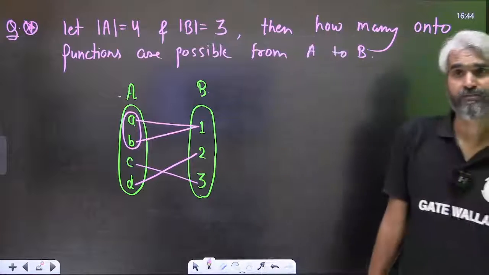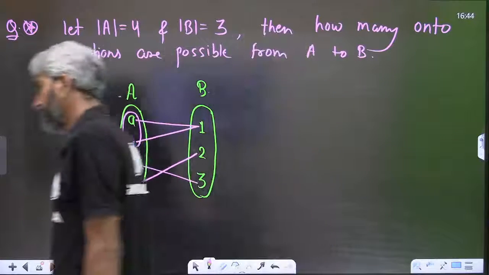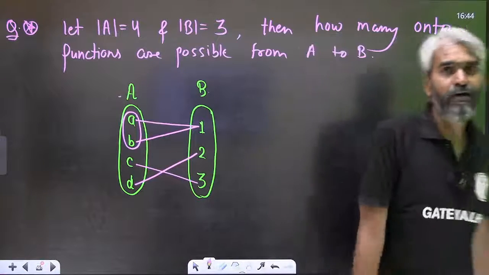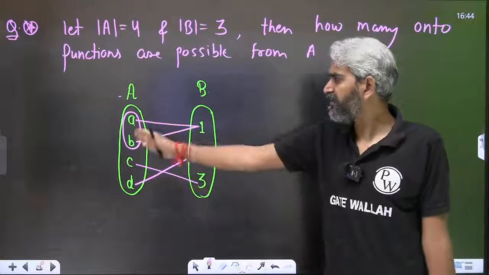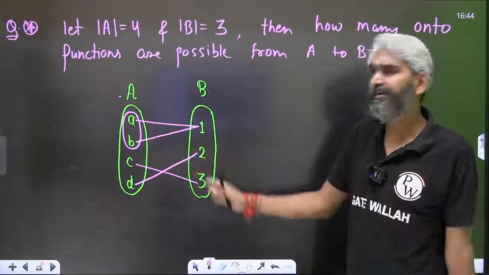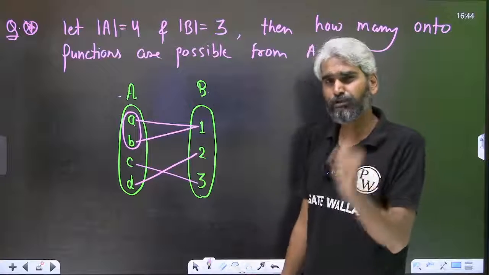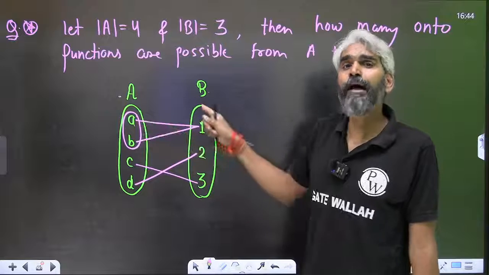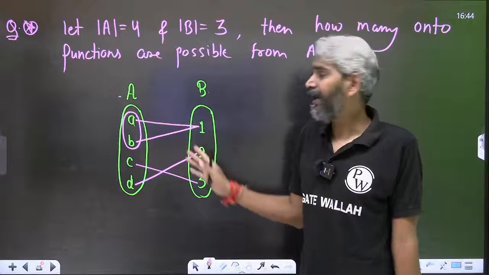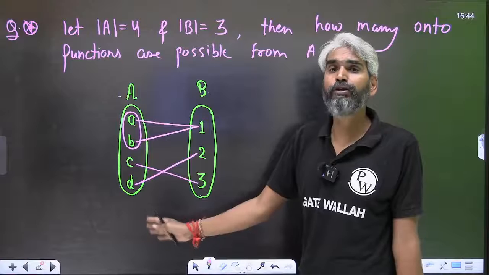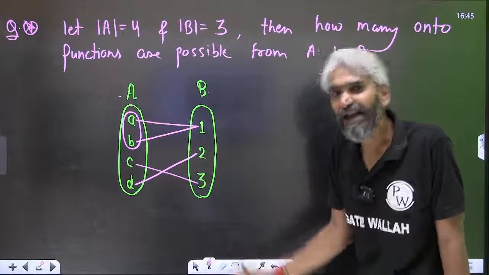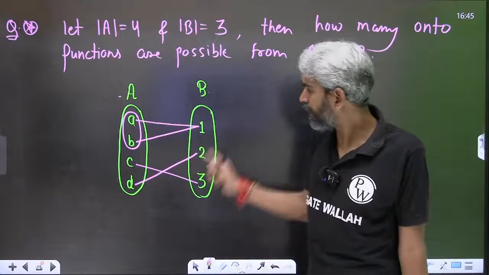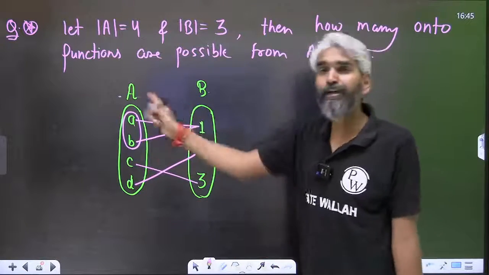Yes or no? Do you realize that if the cardinality of set A is exactly 1 more than the cardinality of set B, then this will be the scenario: exactly 2 elements of set A will map to the same element of the codomain, and apart from that the remaining elements of the domain will map to different elements of the codomain, because we need to cover all these n elements using n plus 1 elements.